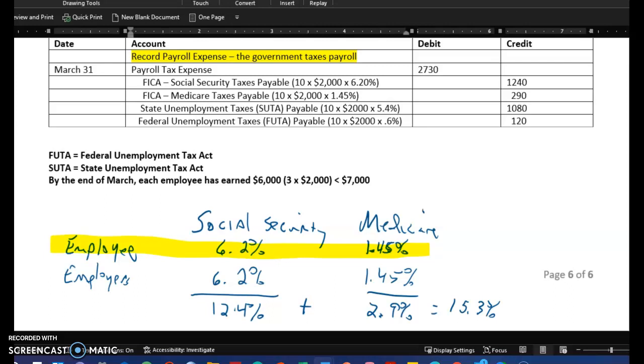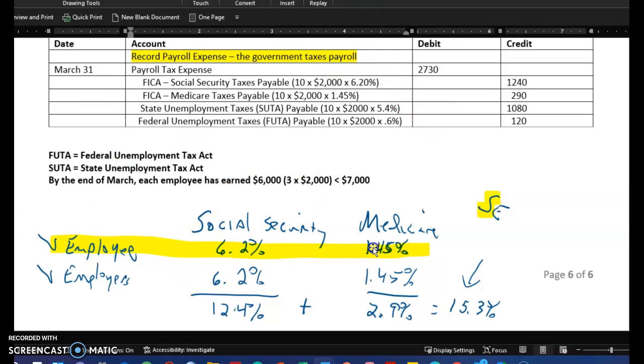Now, our employers also pay the 6.2%. If you're self-employed, you're the employee and the employer, so you pay both, 15.3%. So whether you're self-employed or working for somebody else, it's 15.3%. It's just you're more aware of it when you're self-employed because you see both payments. When you're just working for somebody, you only see the 6.2 and the 1.45 coming out of your check.